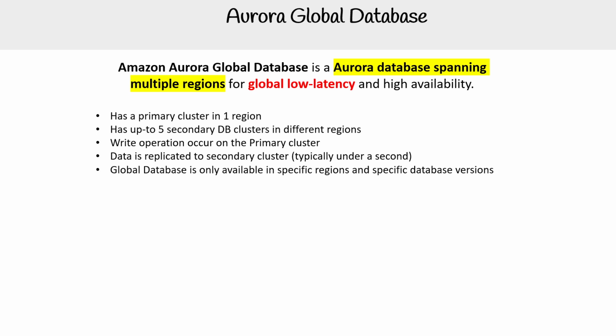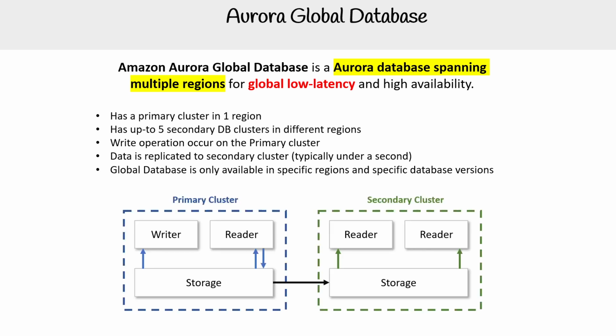Global database is only available in specific regions and specific database versions. Notice our primary cluster has a writer and a reader or readers, and in our secondary cluster, we just have readers, okay? So there's only one writer and it's in your primary cluster.